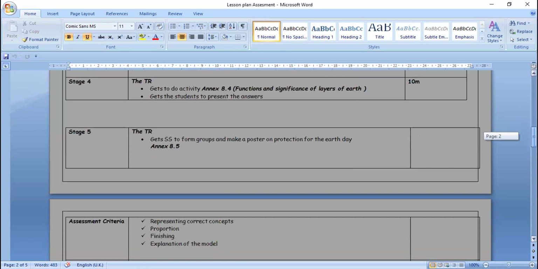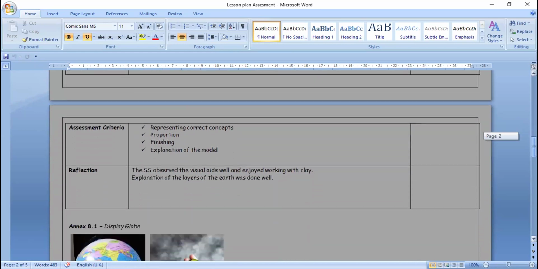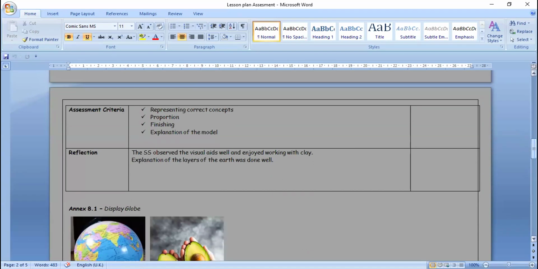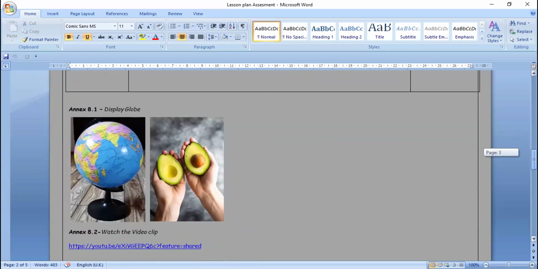Stage 5 gets students to form groups and make a poster on protection for Earth Day. The assessment criteria are representing the correct concepts and finishing the explanation of the model as group work. And this is the display and the picture.